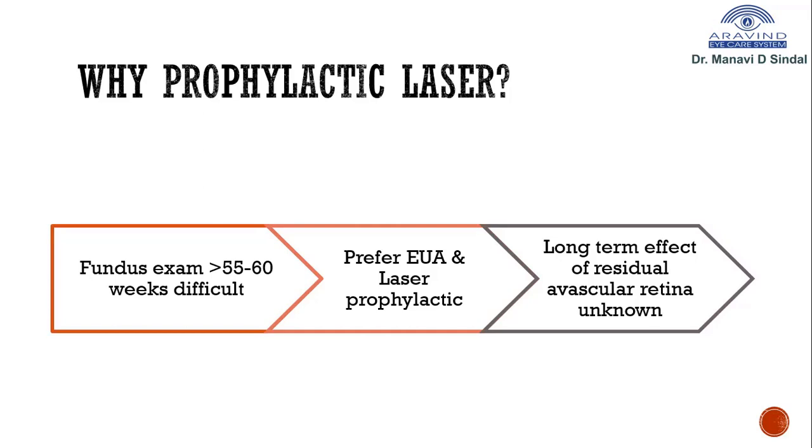This is extremely minimal laser. So if you are treating a zone 2 anterior ROP, which is where most of the time now we prefer laser, anything posterior to that, we prefer injections. And if you had to treat that, you would require around 3,000 to 4,000 shots of laser to treat the avascular retina. These babies hardly require 100 or 200 shots of laser. So it's very minimal.